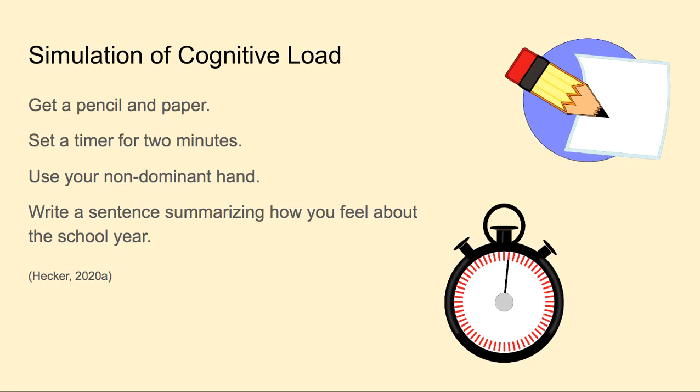You're going to use your non-dominant hand to write. So if you're right-handed, you'll use your left hand. After you set the timer, you're going to write a sentence summarizing how you feel about the school year. So you can go ahead and pause the computer while you accomplish this task and then rejoin us afterwards.